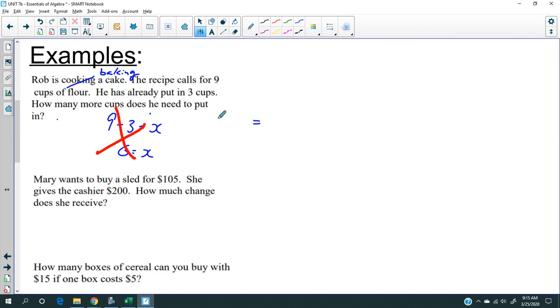Now I'm going to give you a hint. On the left side, there should be an x, right? So think about that. What equation could you write that would ask you to subtract, and not only that, will give you 6 at the end? Yeah, that's right. The recipe calls for a total of 9 cups. He has 3 cups already. How many more cups?